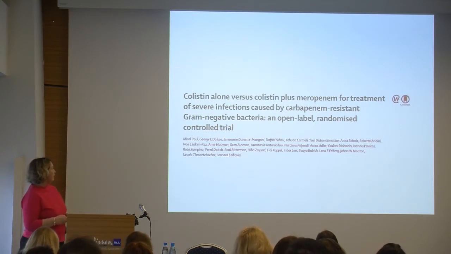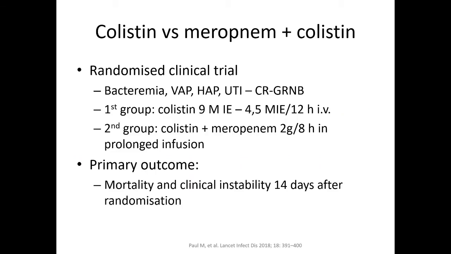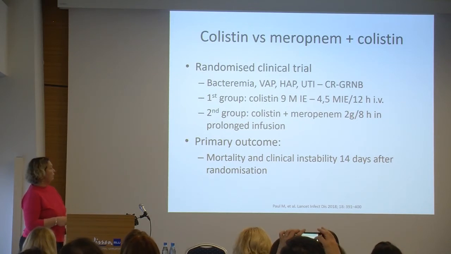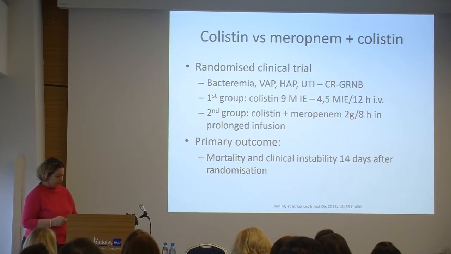And this is the study which was done as a prospective randomized controlled study. It is one of the few studies published in this field. The randomized patients had bacteremia, ventilator-associated pneumonia, hospital-acquired pneumonia, or UTI caused by carbapenem-resistant gram-negative bacteria. The first group received just colistin with a loading dose, followed by high doses of colistin. The second group got colistin combined with meropenem given in prolonged infusion. The primary outcome was mortality and clinical instability 40 days after randomization.